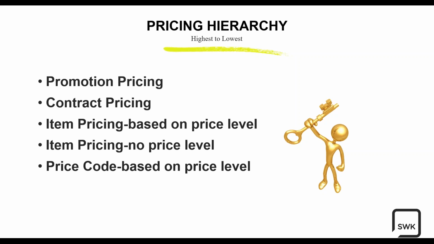Finally, if there's none of the pricing mentioned above, so if we don't have any promotion pricing, no contract pricing, no item-based pricing, no price codes, the standard price from item maintenance is then going to be used. And Sage looks at it exactly in this hierarchy, so it goes through the steps just like we just did. Is there a promotion? Is there contract pricing? And so forth.